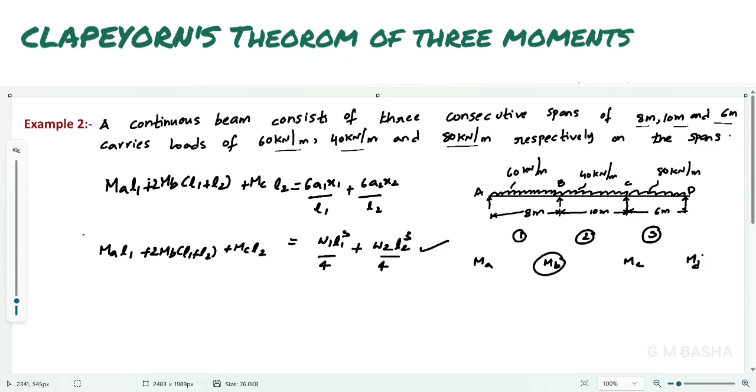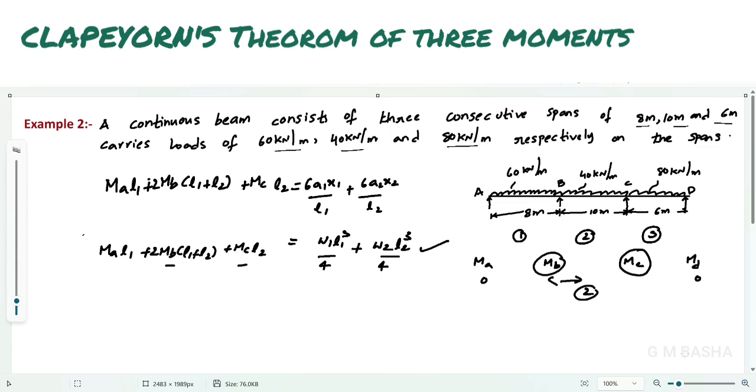At that time what happens? You will get both the moments MB and MC. The moments MA and MD will be 0 because of the simply supported ends. But here you will get two unknowns. So at that time it is difficult to solve the three spans at a time in this equation, because here there will be only two span terms like L1 and L2. But in the first equation, whenever we are solving, you will get both the unknowns MB and MC at one time.